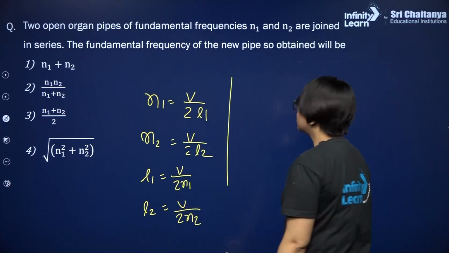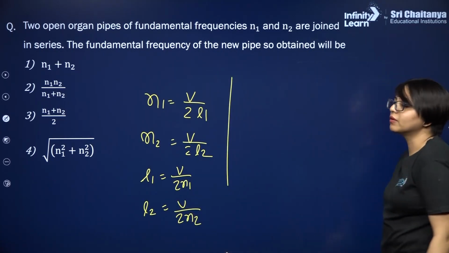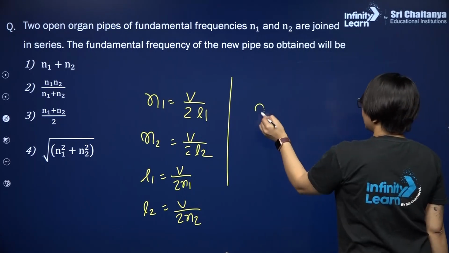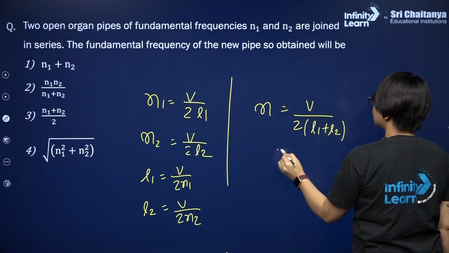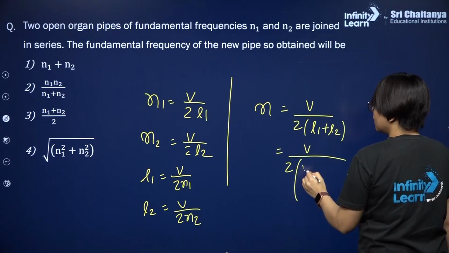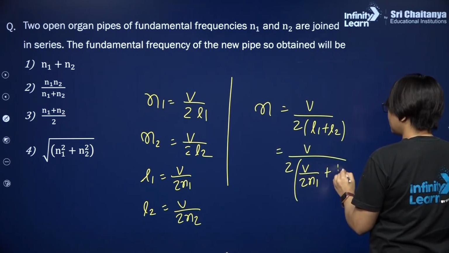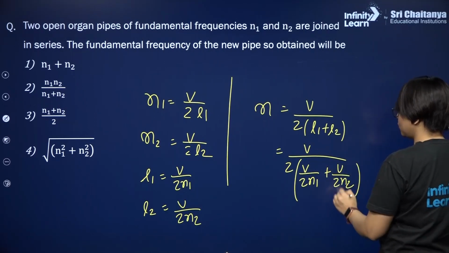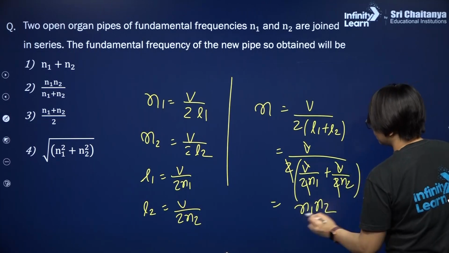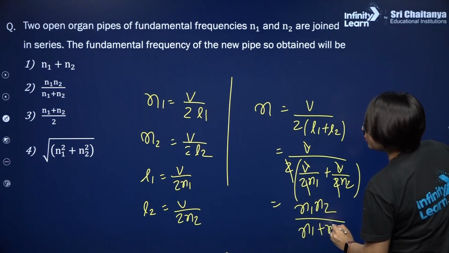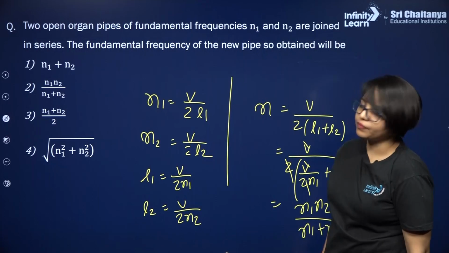Now if we join these two pipes in series, the effective length will be L1 plus L2. So N will be V upon 2 times L1 plus L2, that is V upon 2 times V upon 2N1 plus V upon 2N2. 2 cancels, V cancels. So this is N1 N2 divided by N1 plus N2, that is option 2.